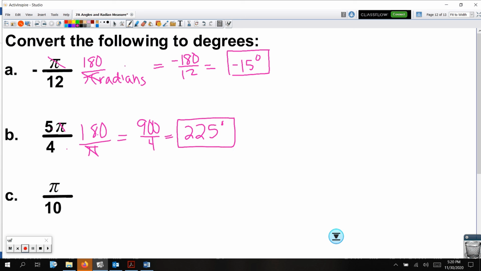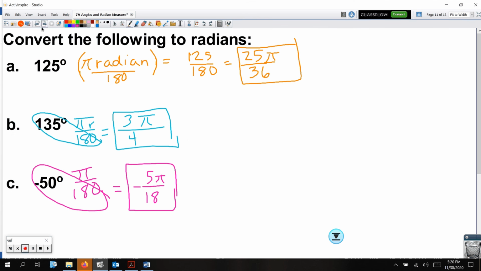All right, last one, multiply by 180 over pi. Pi's cancel. I have 180 over 10. That is equal to 18 degrees. Don't forget to put your degrees. It's important, right? This is how we go from radians to degrees. We multiply by 180 over pi. To go from degrees to radians, we just flip it. We multiply by pi over 180. Just don't forget to put pi in the numerator, not in your calculator.